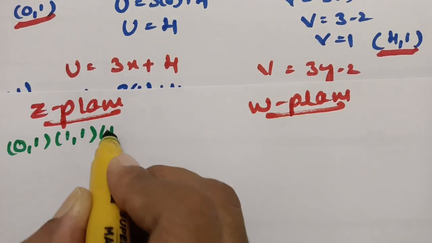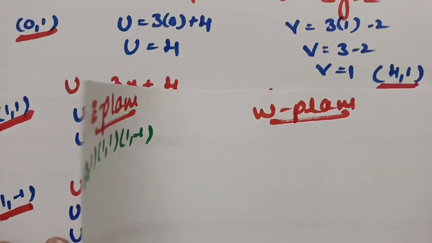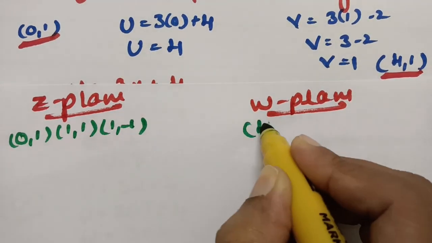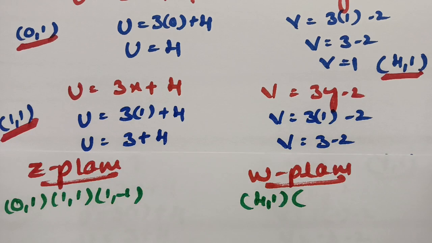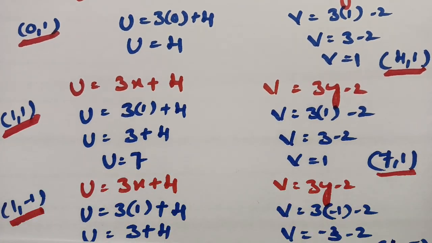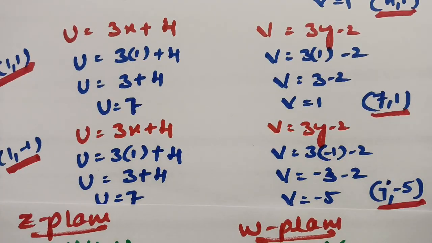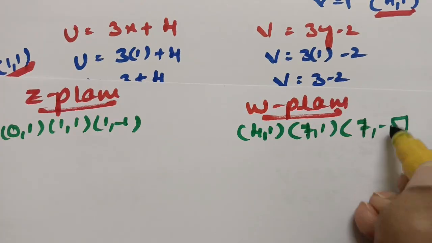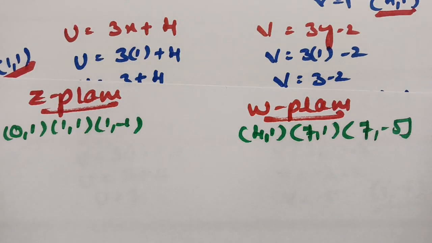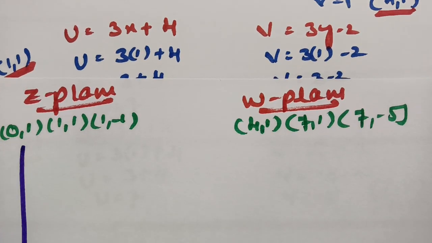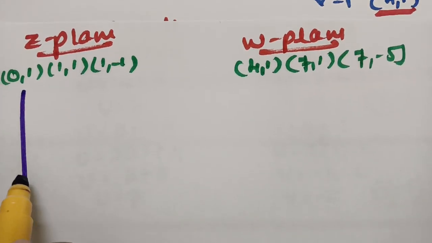So this is 1 comma minus 1. So here in place of these 0 comma 1, we got 4 comma 1. In place of 1 comma 1, we got 7 comma 1, and in place of 1 comma minus 1, we got 7 comma minus 5. See, this is 7 comma minus 5.